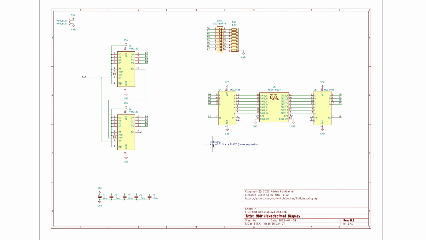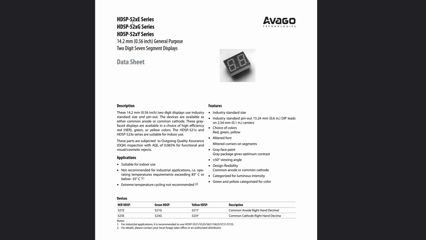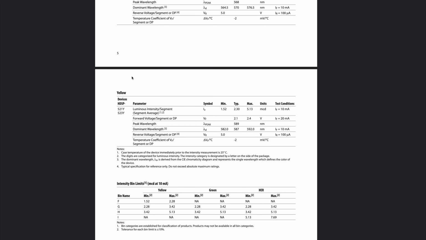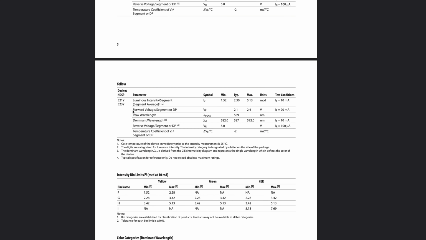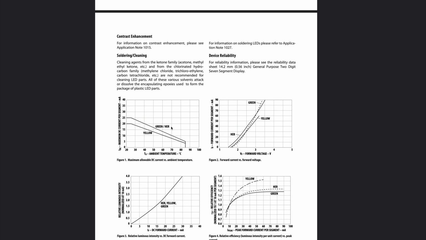And then we can do the same for the forward voltage of the LED. Because there's no other component in this circuit, the forward voltage is going to be directly equal to the voltage at the output of the decoder. If I look at the datasheet of the display, for the yellow color, we can see that the forward voltage is 2.1 at 20 milliamps. And from this graph over here, we can see that at 0 milliamps, it's approximately 1.6, I would say.